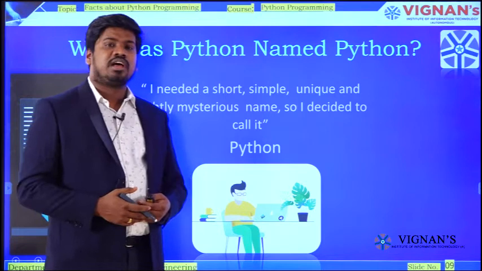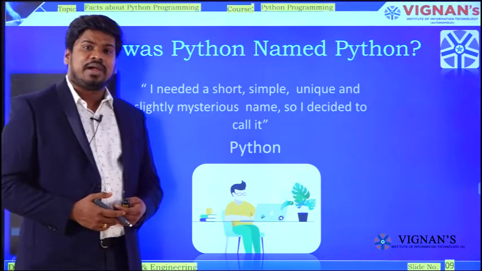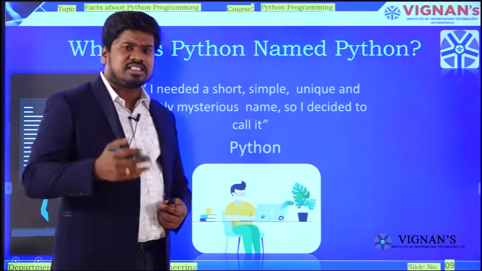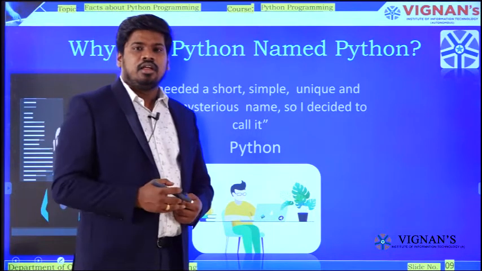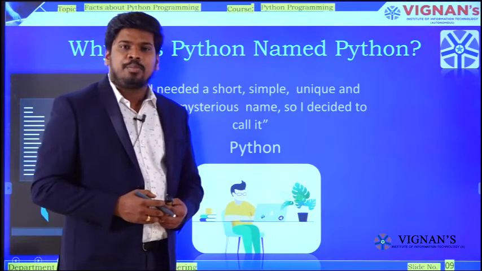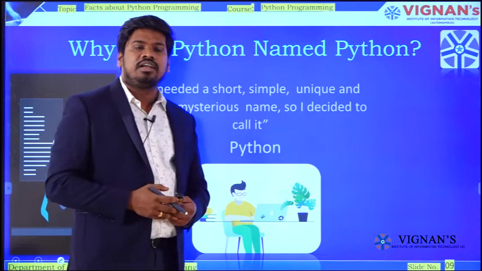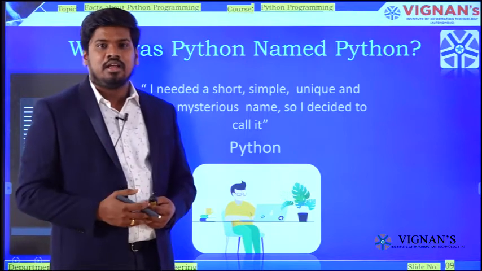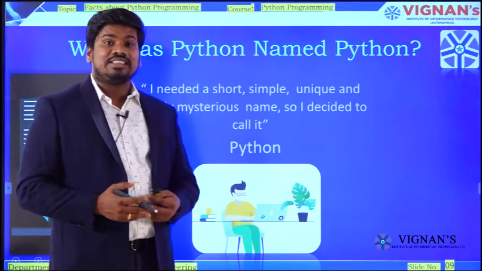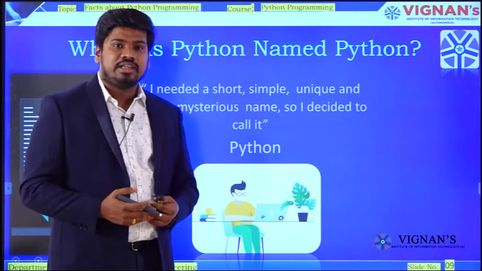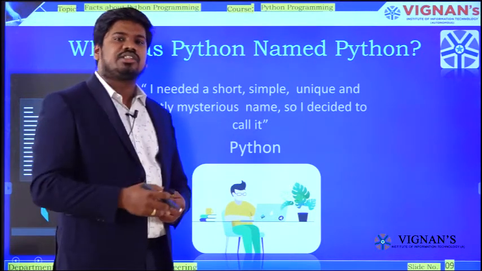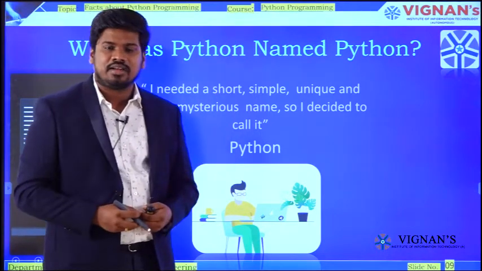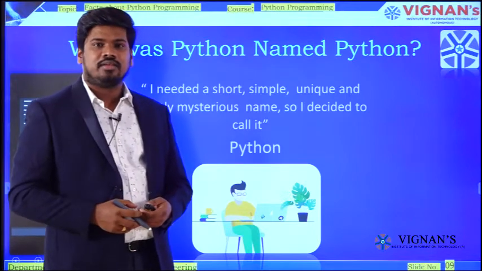But there is one more important reason why he named it Python. While developing Python in 1991, I think, there was a popular comedy show on the BBC channel, Monty Python's Flying Circus. During development, he was inspired by that comedy show. That's why, as a tribute, and because the name is also unique, he picked up the word Python from that comedy show and named this language Python.